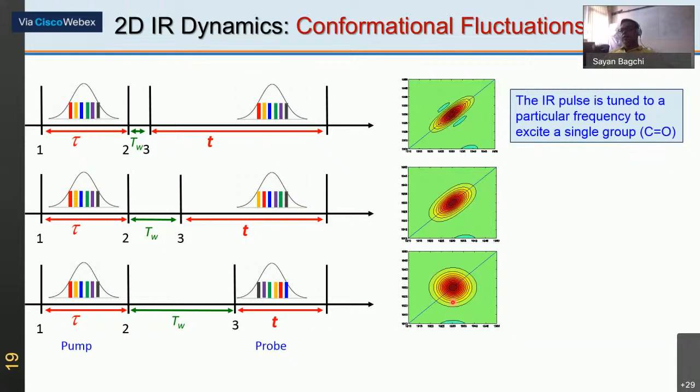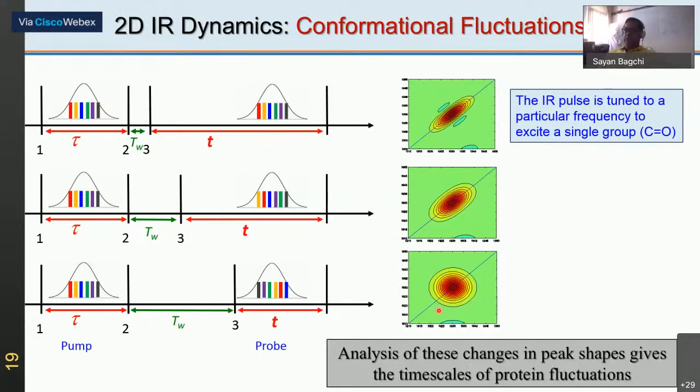And so in an experiment, let's say I want to look into a particular vibrational group, let's say a nitrile or a carbonyl or a C triple bond O. I will tune my laser to that particular frequency and focus on the sample, so it excites that particular mode in the sample. And as we see, as a function of time, the line shape changes. Because the line shape changes, analysis of the changes in this line shape, or the shape of the peak, will give us the time scale of the fluctuation of any molecular process, protein, materials, whatever.